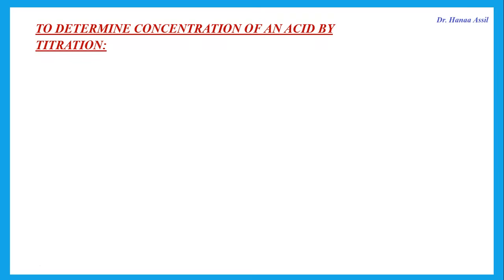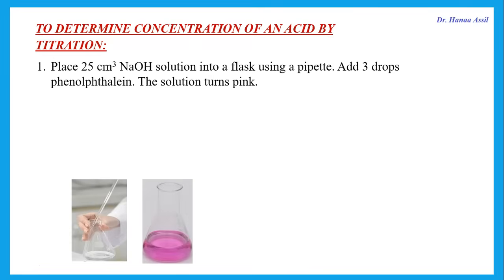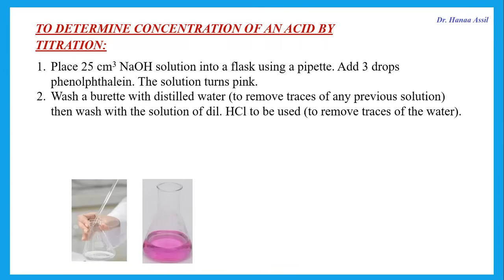So, how do we do the titration to determine the concentration of a specific solution? So, we want to get the concentration of an acid. Well, we put a specific amount of base, 25.0 centimeter cubed of sodium hydroxide, into a flask using a pipette. We add 3 drops of an indicator. If that is phenolphthalein, then my solution would turn pink. Then we wash a burette with distilled water to remove traces of previous solution, and then with the dilute acid that I'm going to fill it with to remove traces of water.